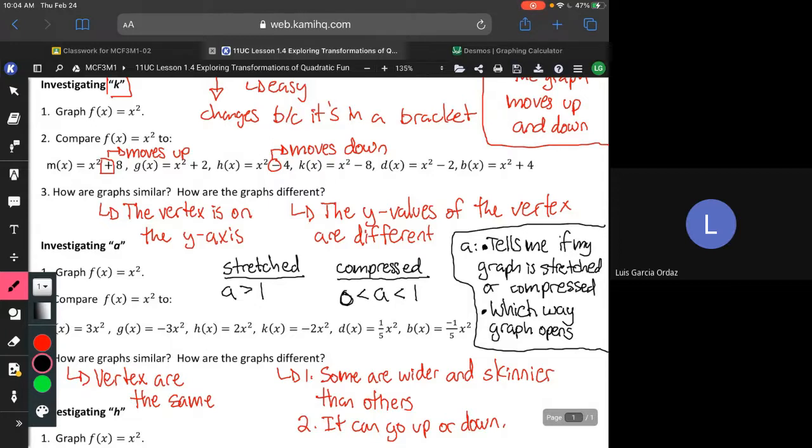Questions or confusion so far? Or is this pretty straightforward? Yep. What's up, Rita? Yep. So like I said, 1.5 wouldn't count because 1.5 is bigger than 1. Compressed, as long as the decimal is between 0 and 1. Like I said, 1.5 doesn't count because it's bigger than 1. And like we said, if A is negative, that means my graph opens downward and goes in the downward direction.